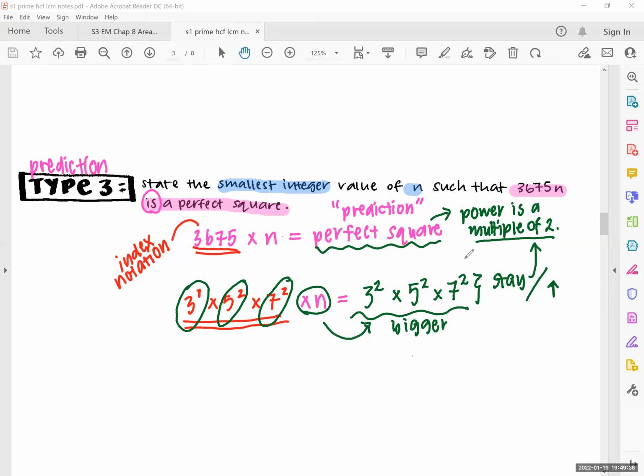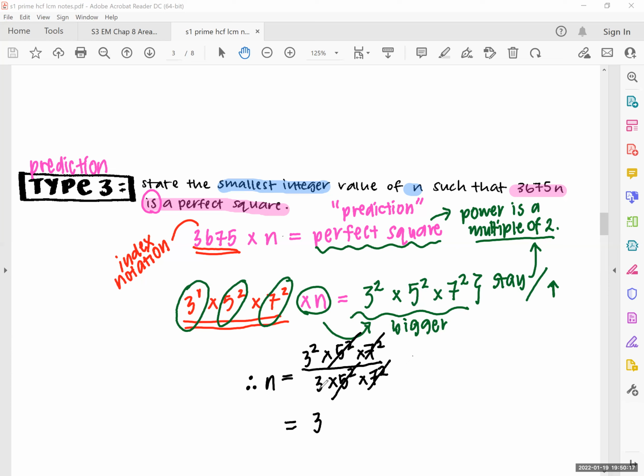So now how do you find n? This is like algebra already. So therefore, you know something times n will give you this, right? So that means that n will just take 3 squared times 5 squared times 7 squared and divide by your 3 times 5 squared times 7 squared. So when you divide all this, your answer will be 3. Because 5 squared can cancel out 5 squared, 7 squared can cancel out 7 squared, and 3 squared divided by 3 is just 3. And that's it for type 3.